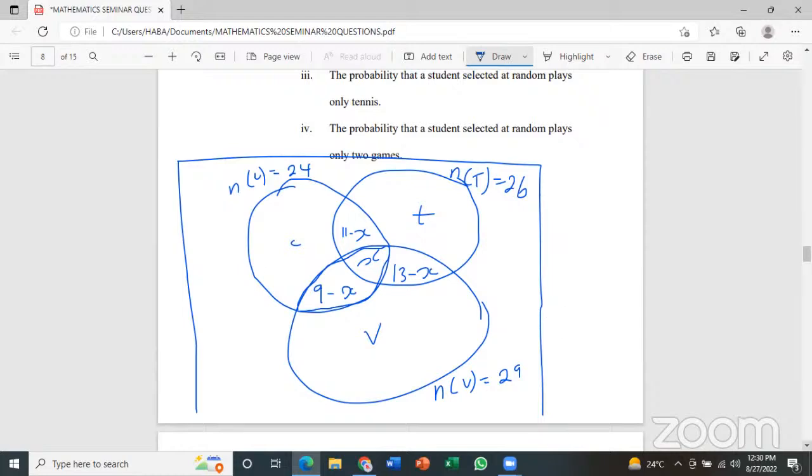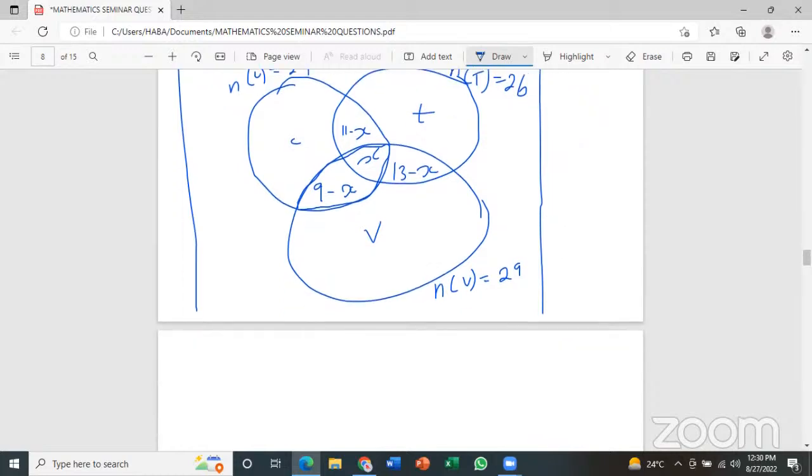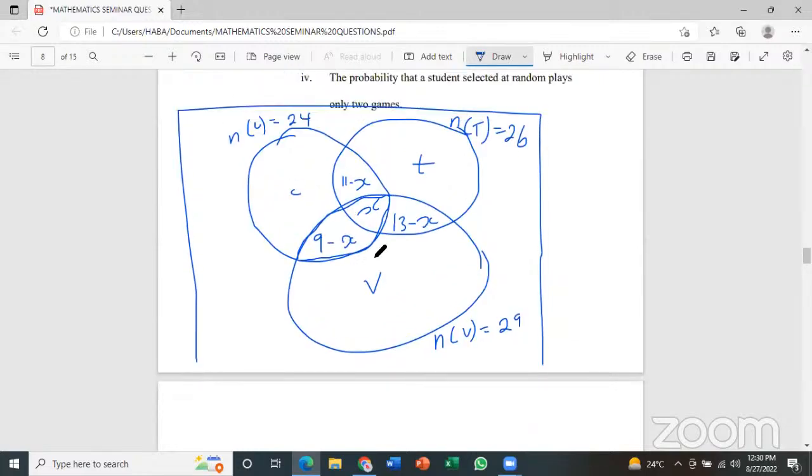So we had reached there. Now here is where I have reached. I'm going to be in a position to form equations, whereby I get all the values under the set of those who play tennis and equate it to 26, since all those who are in tennis equal 26. So I have 11 minus x plus 13 minus x plus t equal to 26.